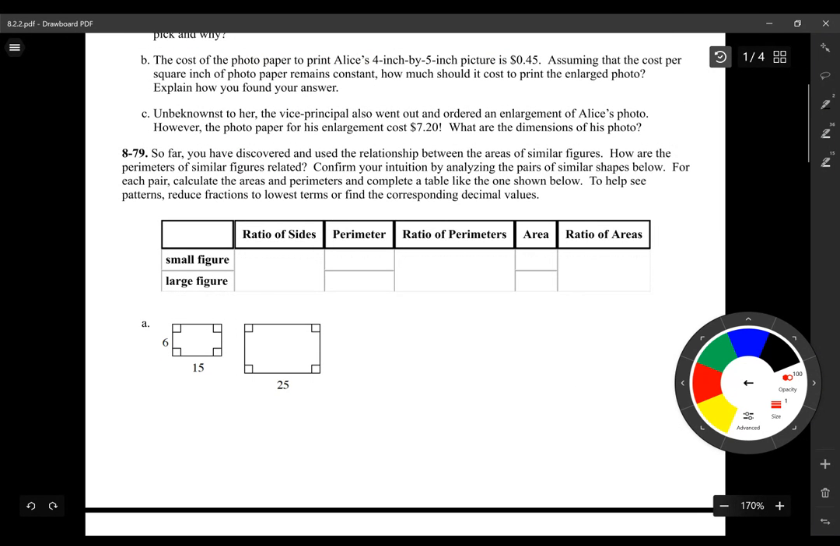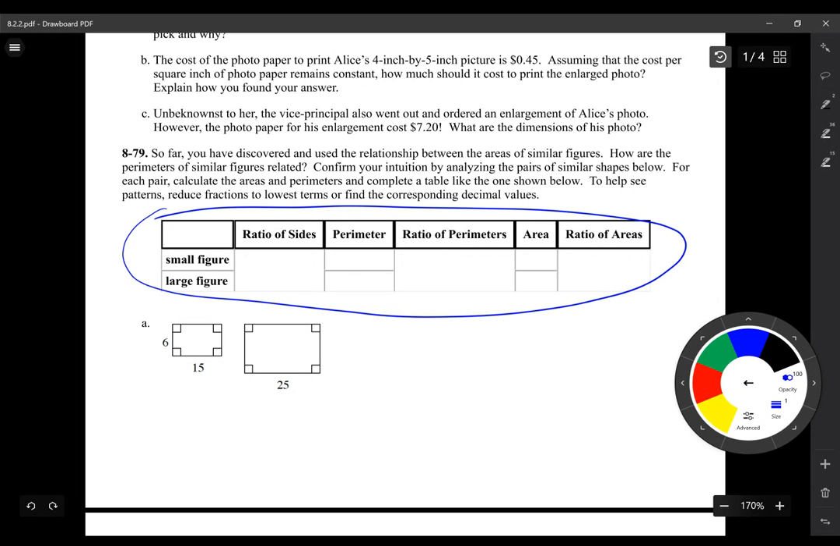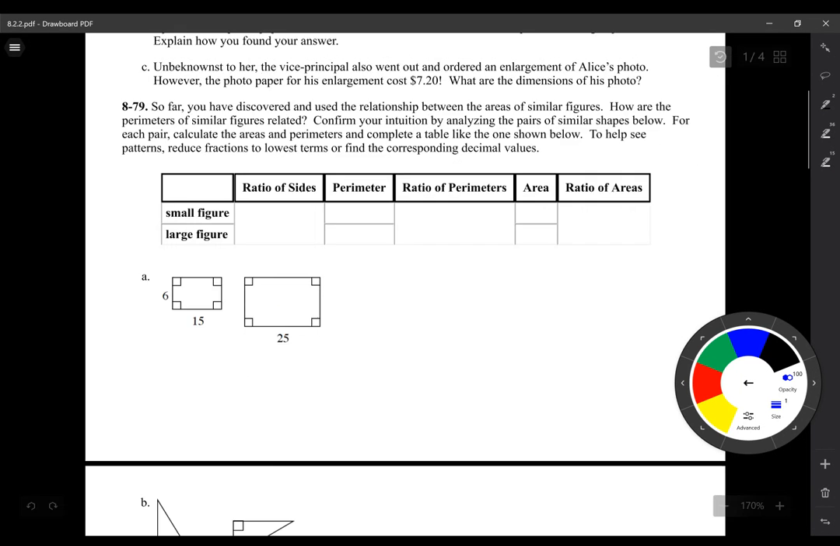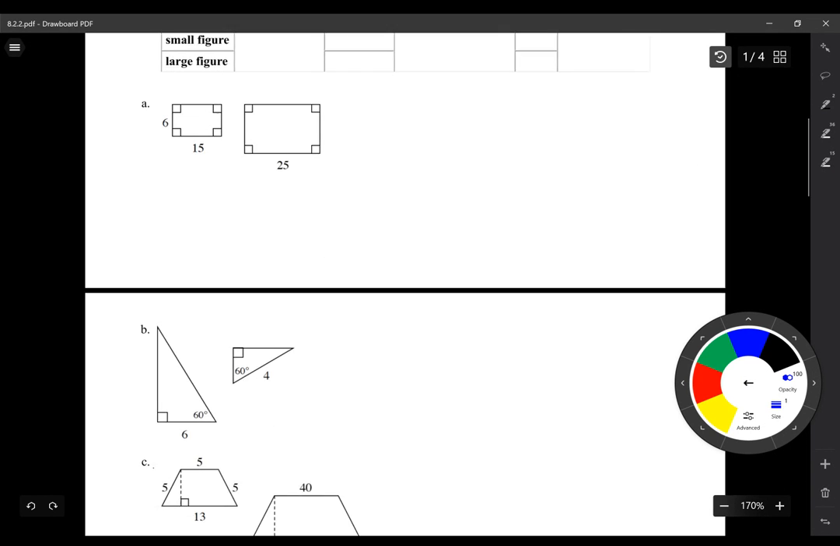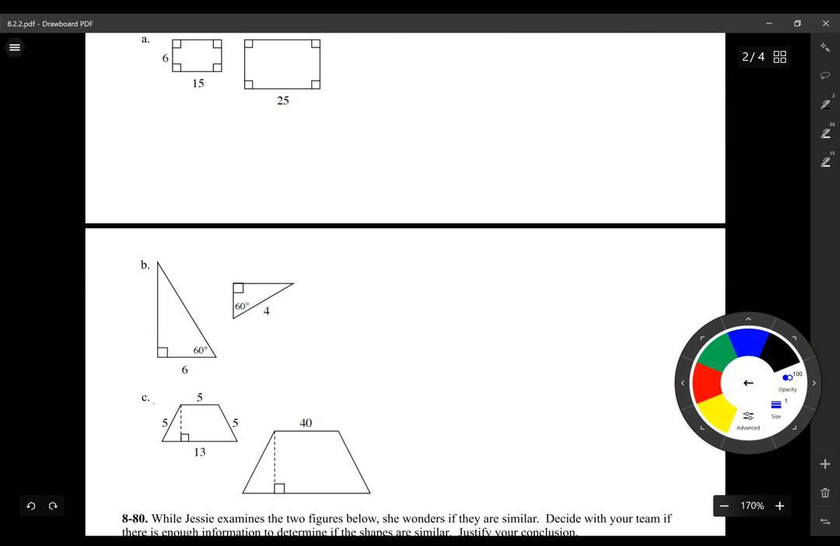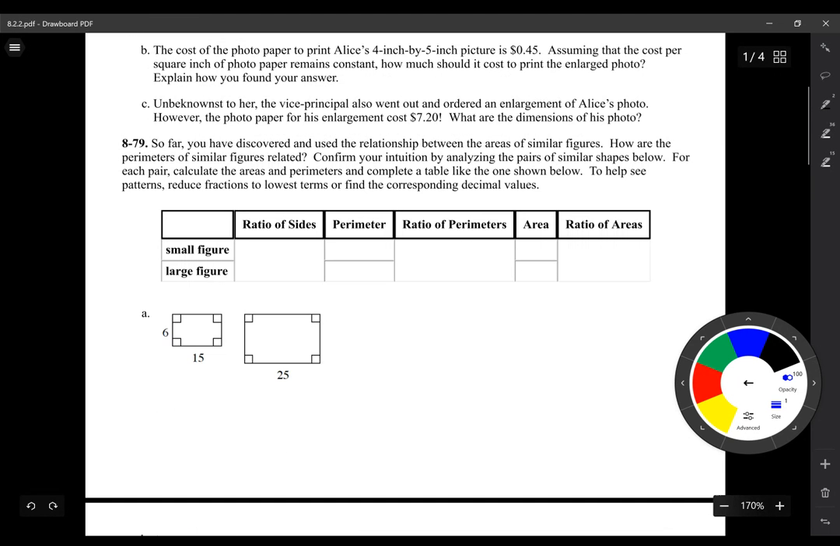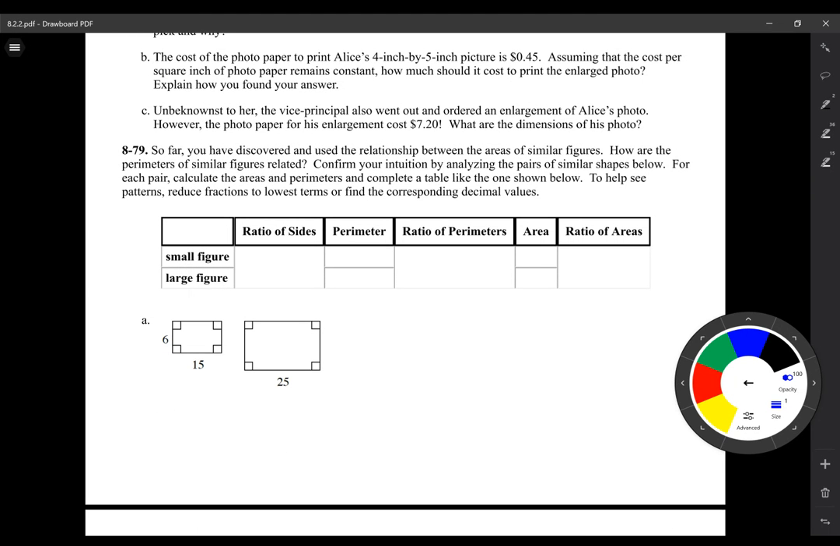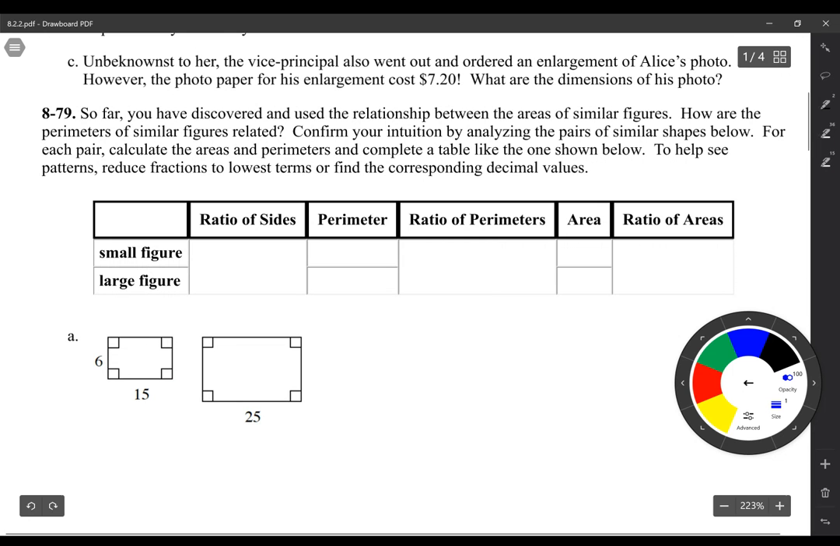For the next one, 879, you're going to want to create one of these tables for every set of similar figures. So for the rectangles right here, you'll create one of these tables, for these two triangles, and for the two isosceles trapezoids. For 879, as they said, small and large, the ratio of the sides means that you want to find a corresponding set of sides.